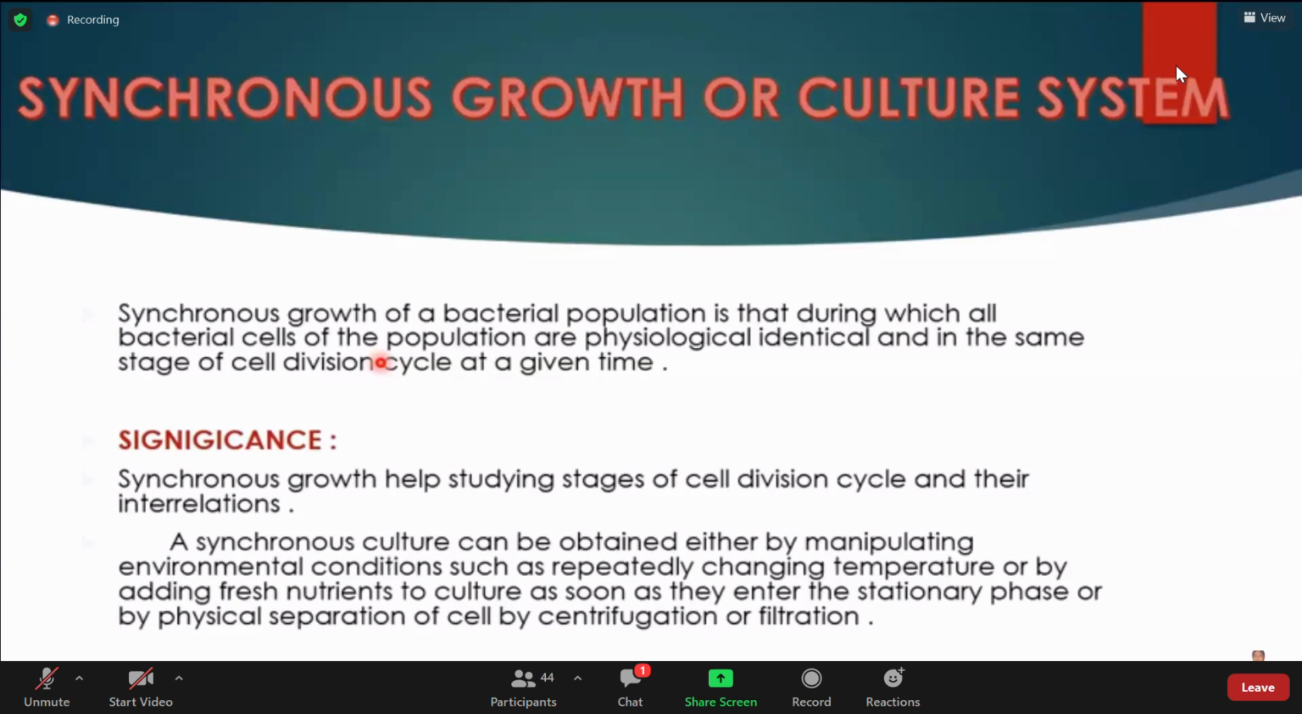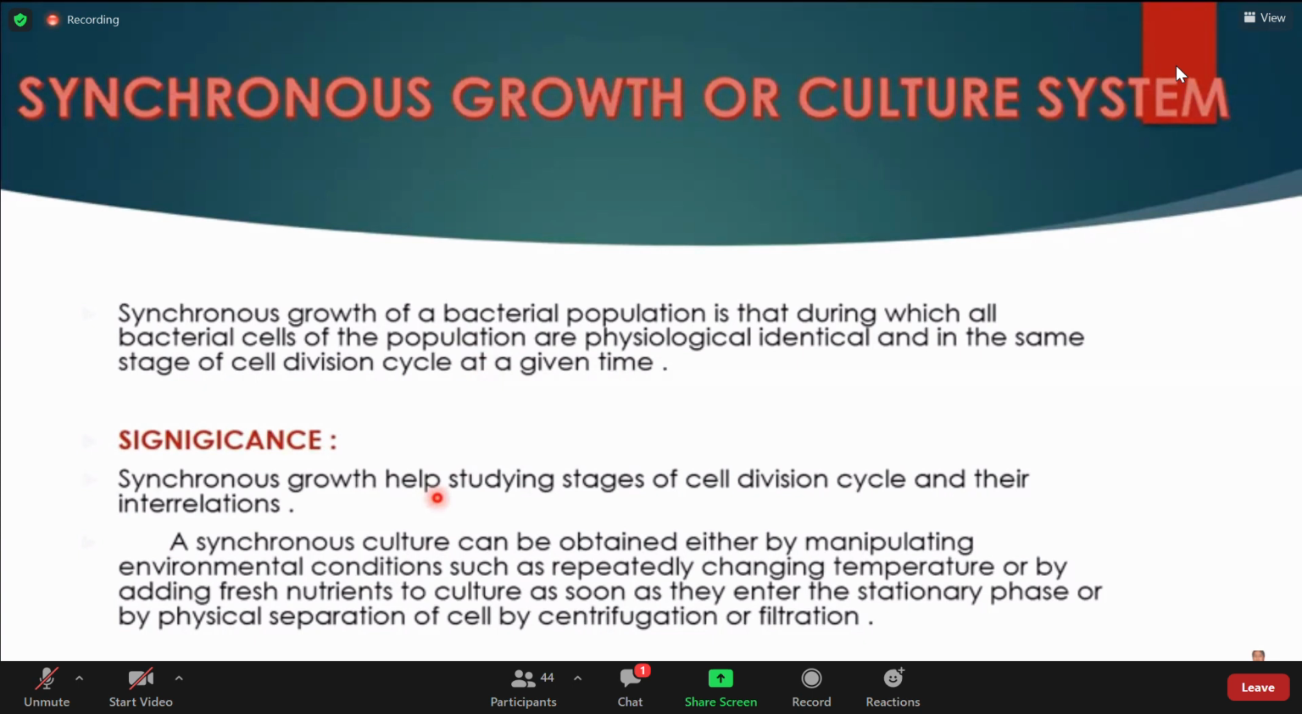So that's how, if all the cells are physiologically identical and in the same stage of the cell division cycle at a given time, that type of growth is called synchronous growth. Then what is the significance of this synchronous growth? Synchronous growth helps in studying the different stages of the cell division cycle and their interrelations.